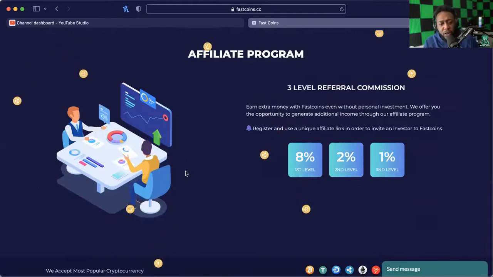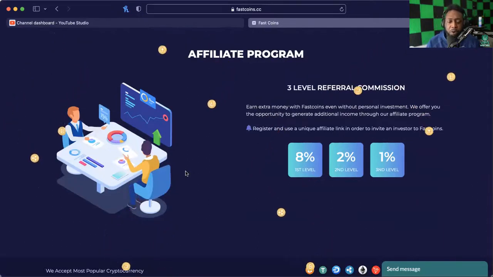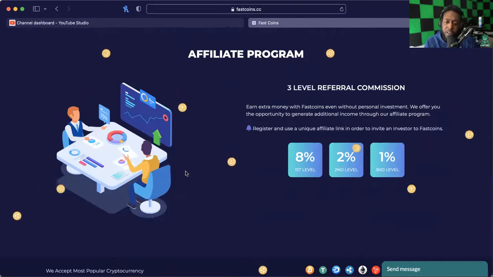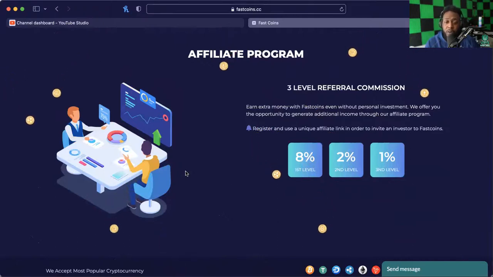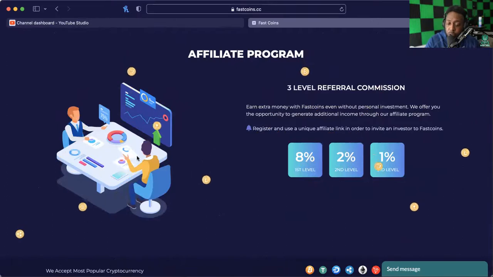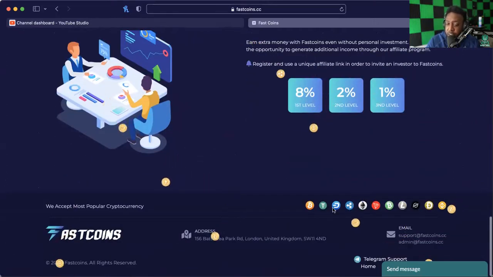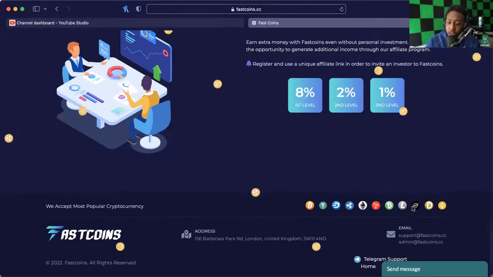If you're an affiliate or a link sharer out there, here's a pretty decent referral commission plan for you to see. 8% on the first level, which is pretty much higher than most standard referral commission programs. Second level is 2%, and the third level is 1%. They take Bitcoin, Tether, Dash, Ripple, Ethereum, Tron, Bitcoin Cash, Litecoin, Stellar, Doge, and BNB.